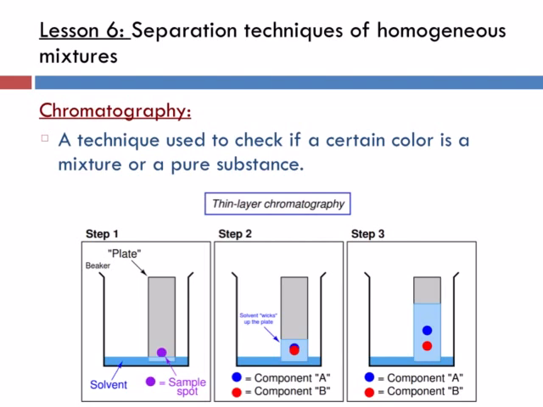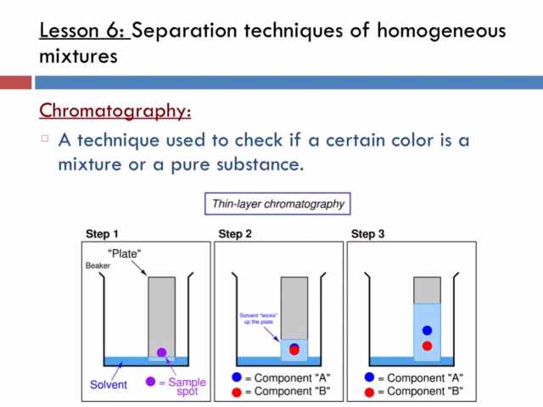So we said that this is a technique that we use in order to decide if a color is a pure substance or a mixture. To do so, first we have to draw a line on the filter paper using a pencil. On the line, we drop the dye that we want to check if it's a mixture or a pure substance. After a while, the colors will start to move up on the filter paper.